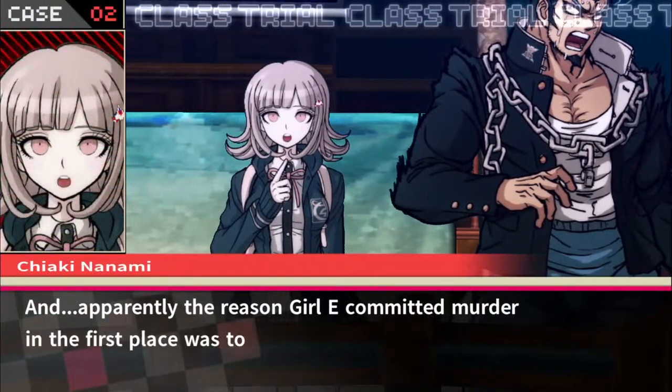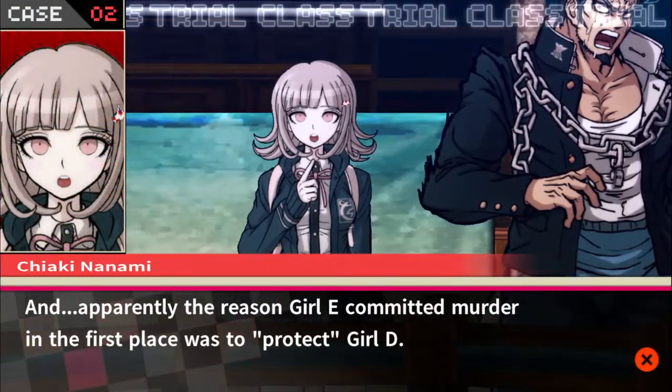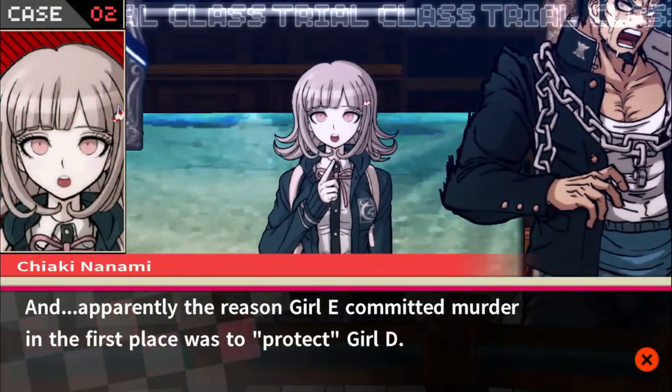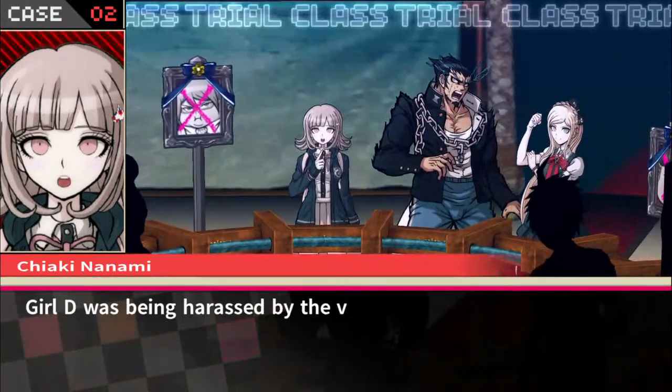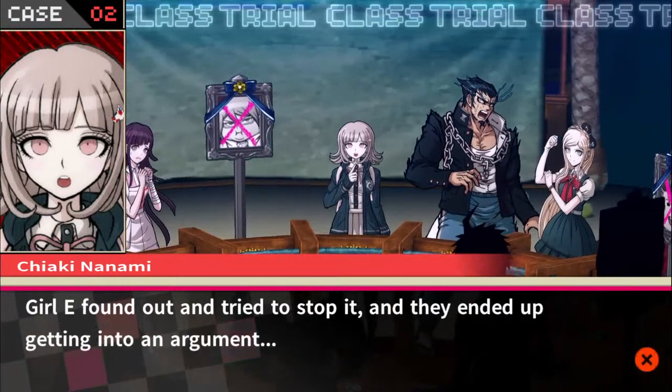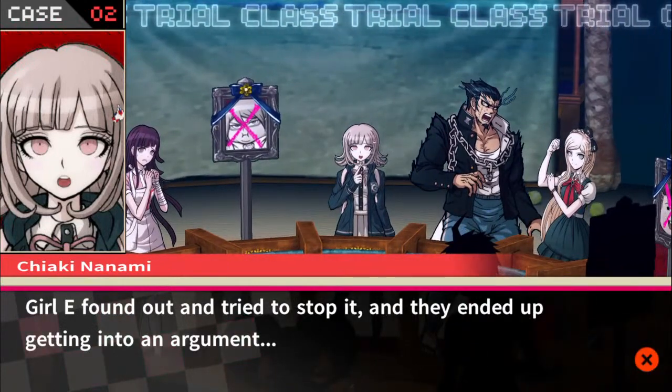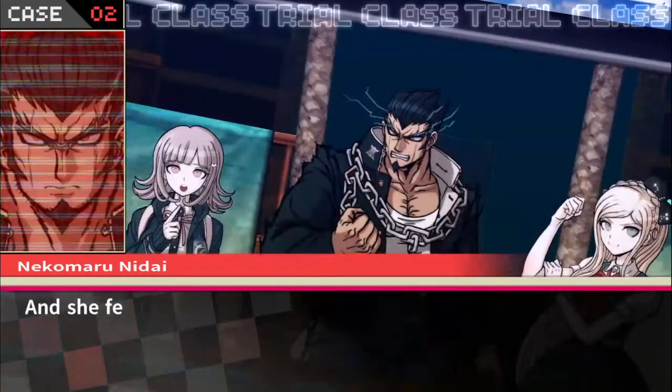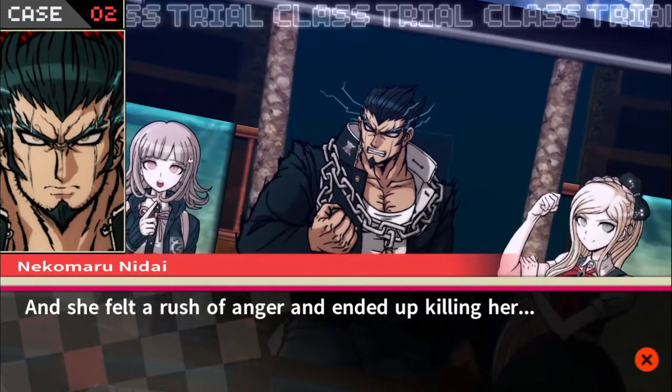And apparently the reason Girl E committed murder in the first place was to protect Girl D. Girl D was being harassed by the victim. Girl E found out and tried to stop it, and they ended up getting into an argument. And she felt a rush of anger and ended up killing her.